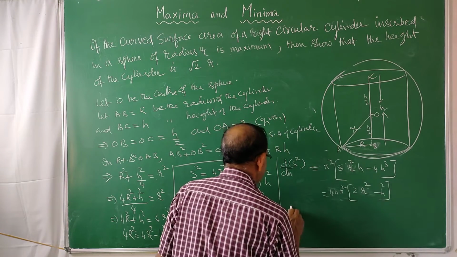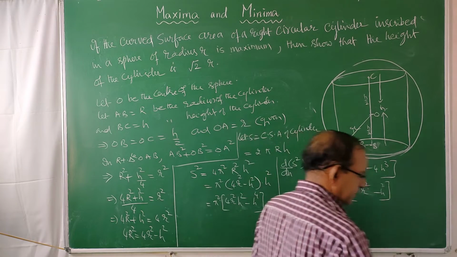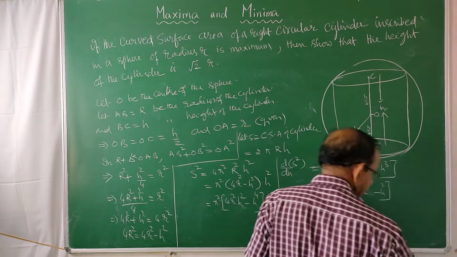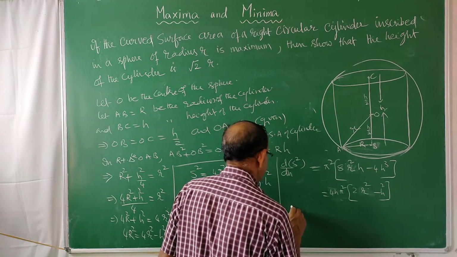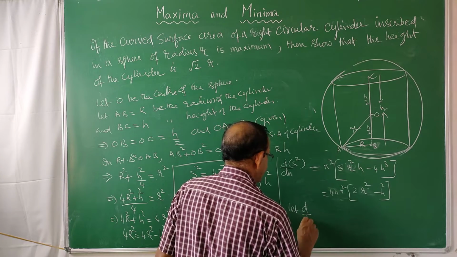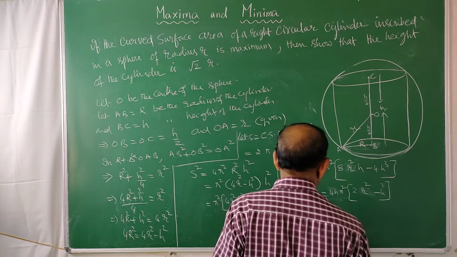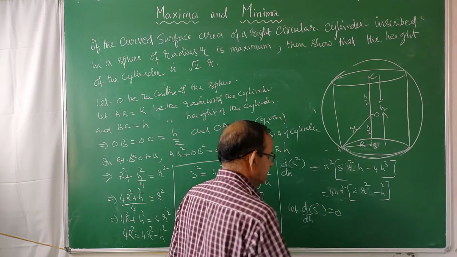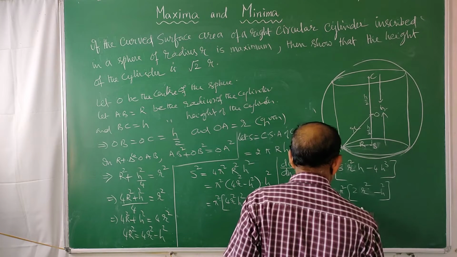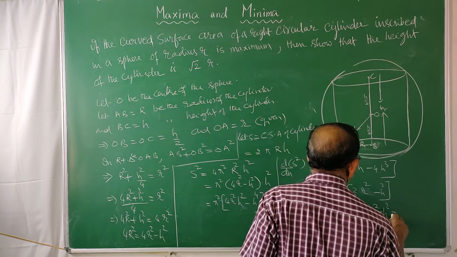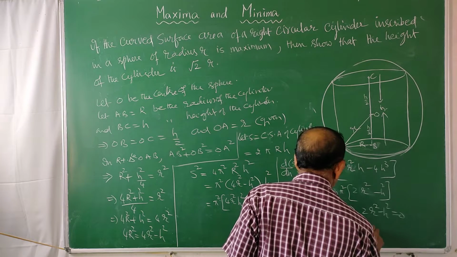What is the second derivative, d square by dh square? Or else, without finding out the second derivative, you can find out the value like this. You take first d by dh of s square is equal to 0. From that, what will you get? 4 is not 0, h is not 0, h is the height of the cylinder, it cannot be 0, pi square is not 0, implies only 2r square minus h square is equal to 0. That is, h is equal to root 2 into r.